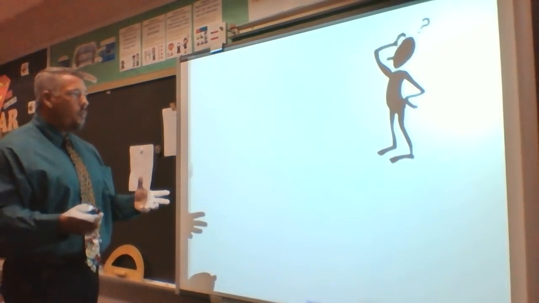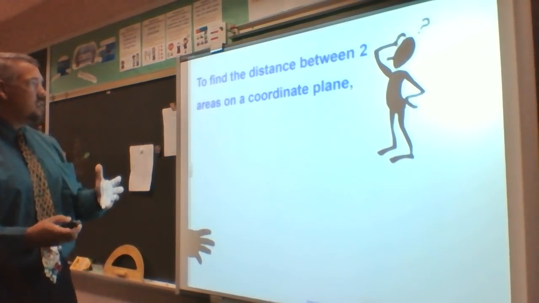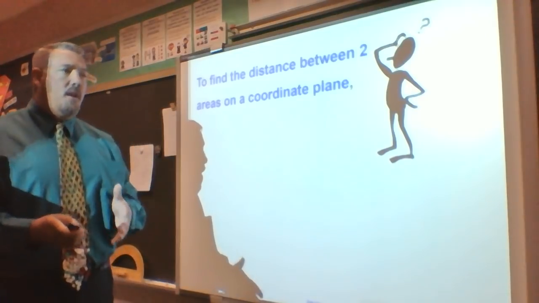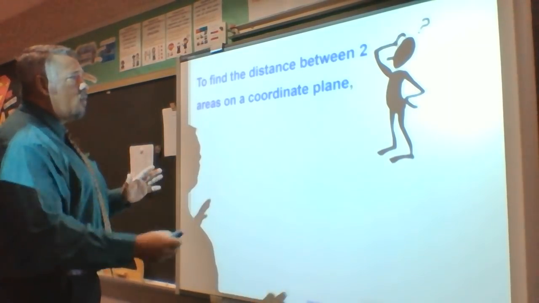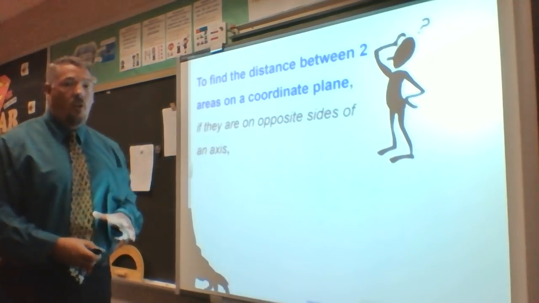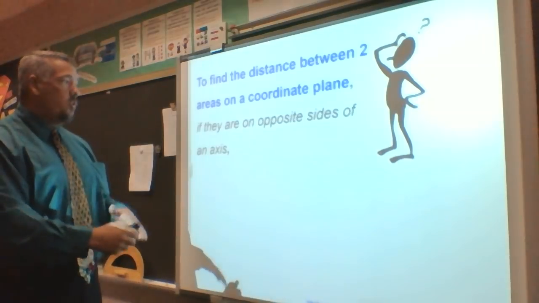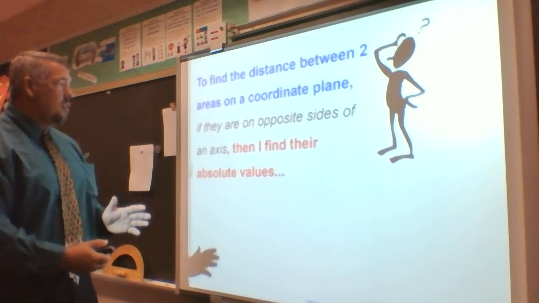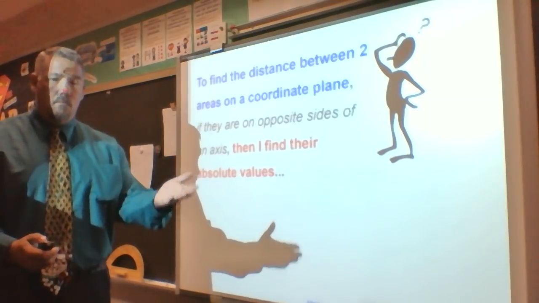So when I think about what we're talking about, we're working through the processes of figuring out the distance between two areas. In that example, we're talking about 2 points on a coordinate plane that are on the opposite sides of an axis. And when they're on the opposite sides of an axis, I'm going to find their absolute values, and I'm going to add them together.